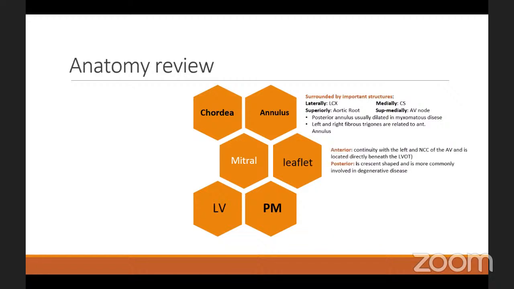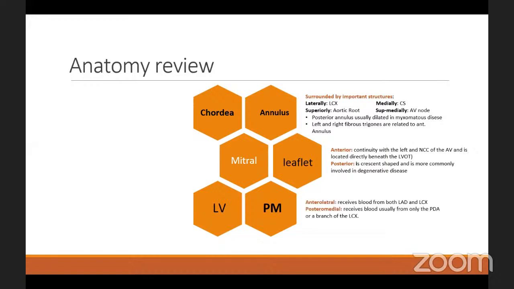So for the leaflets, we have anterior and posterior leaflets, of course, and the anterior leaflet is the largest one, with continuity with the left and non-coronary cusps of the aortic valve, and is located directly beneath the left ventricular outflow tract. The posterior leaflet is crescent in shape and is more commonly involved in degenerative disease, not in rheumatic disease.